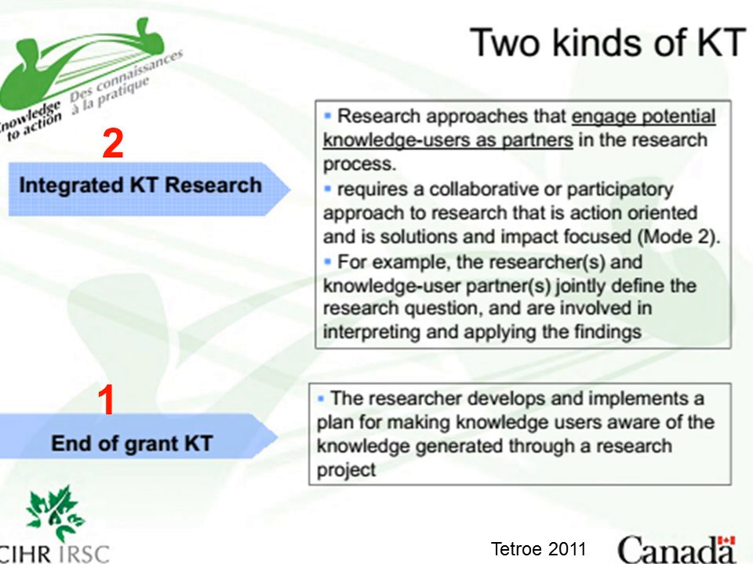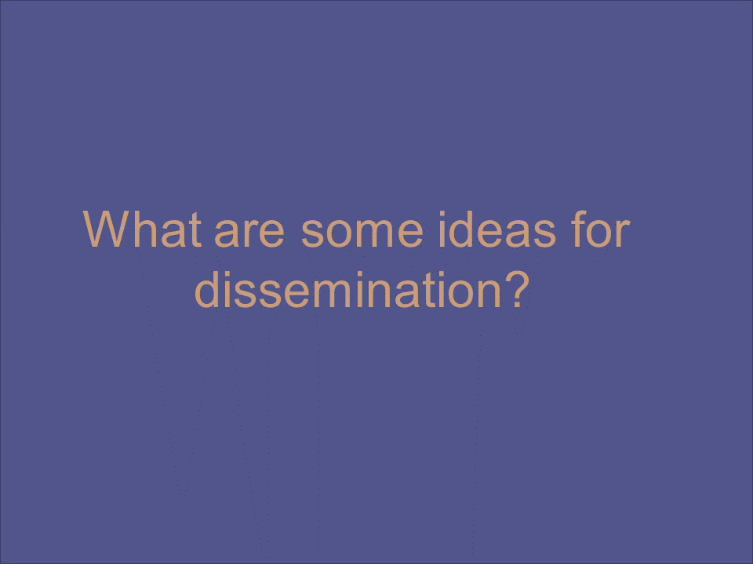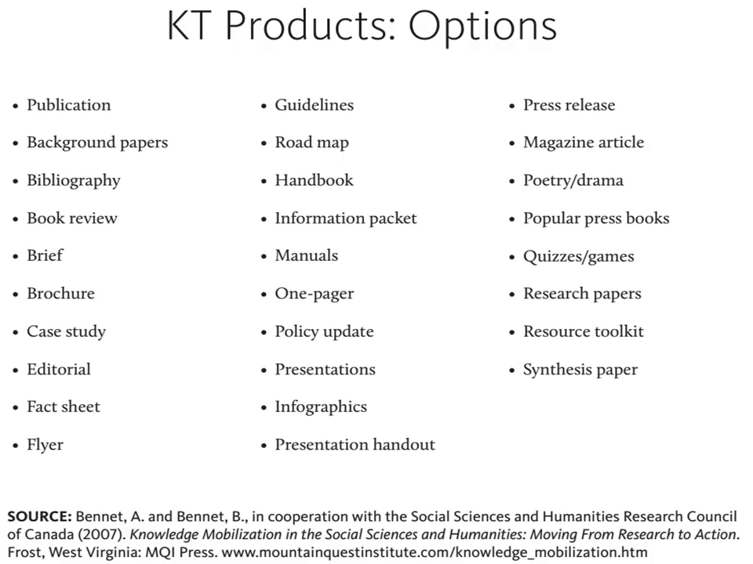So as I mentioned before, there are two types of KT, and I want to talk about end-of-grant KT first. That's why there's a red number one there. Here we go. So what are some ideas for dissemination? There was a report called Knowledge Mobilization in the Social Sciences and Humanities, published in 2007, and they had some great ideas for dissemination of your research findings, okay? And again, I'll let you read this list here.